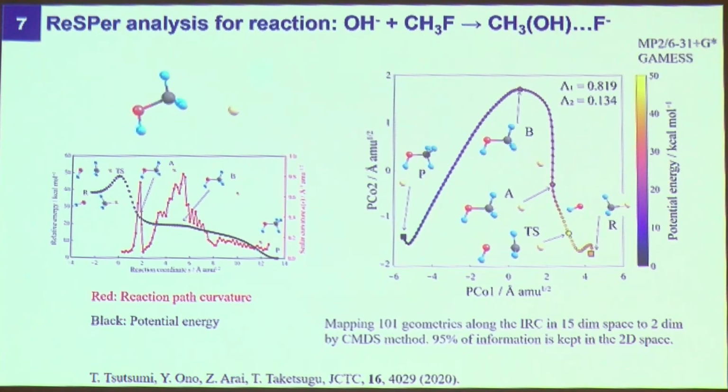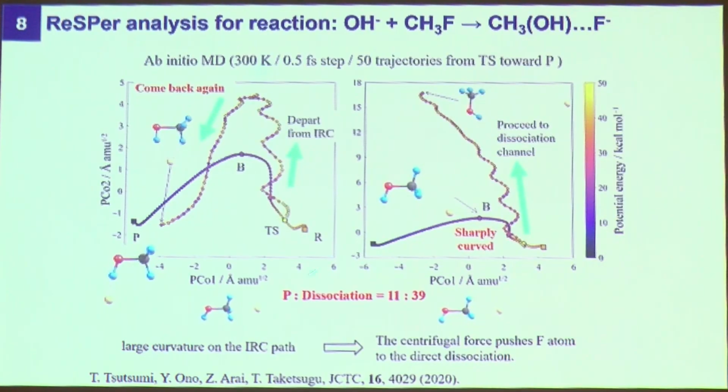Then we consider the dynamics of trajectories. So there are two patterns. We run 50 trajectories, and 20% of trajectories proceed along the IRC. So the first trajectory tries to escape around this curved region, but it returns due to the attraction force of the IRC, and it reaches the product region.